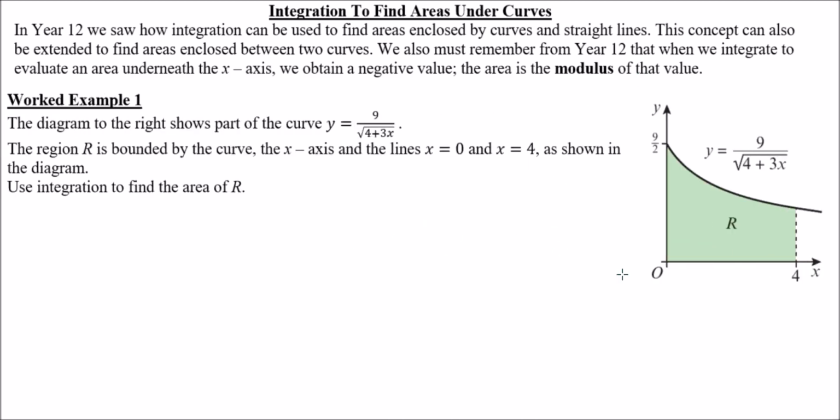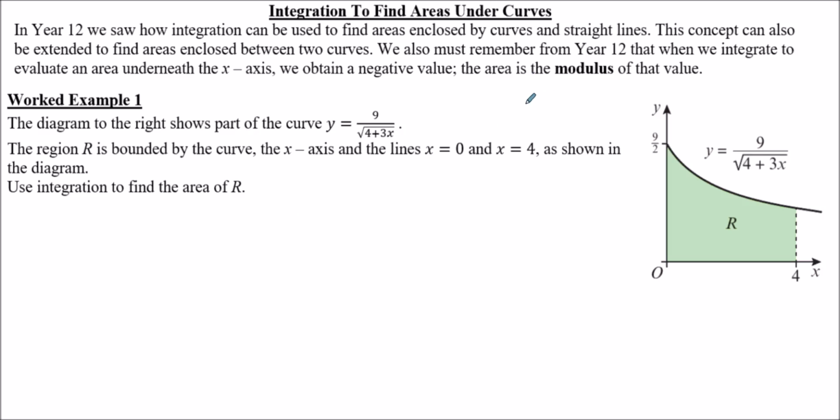So let's get straight to a worked example. Worked example 1: we have this curve here, shown in the diagram, where y equals 9 over root 4 plus 3x, and we need to find the area of region R, which is enclosed by the curve, the x-axis, and the line x equals 0, which essentially is the y-axis. So we need to use integration to find the area of R.